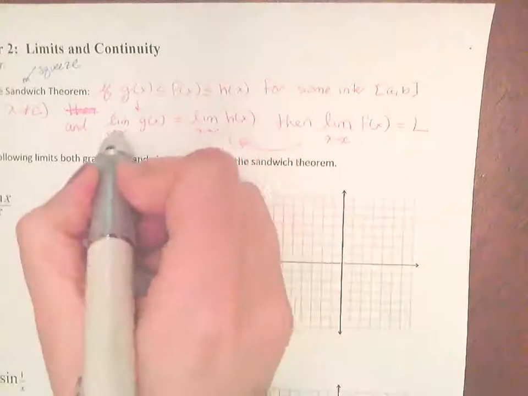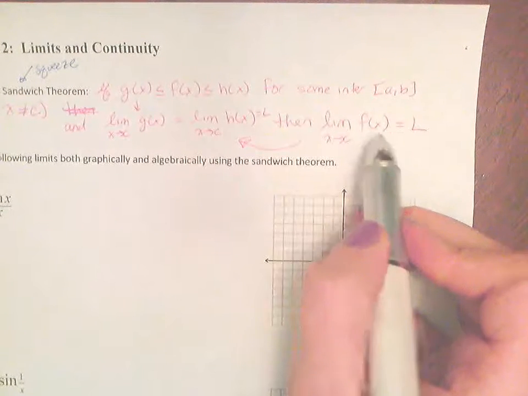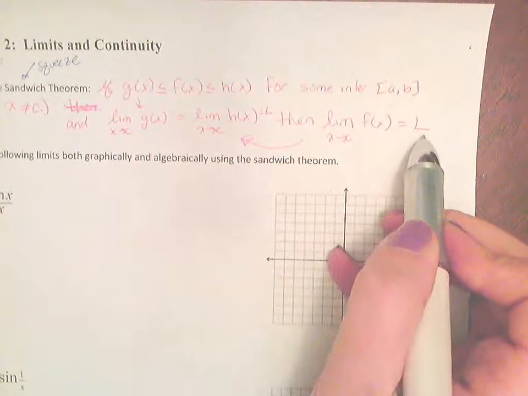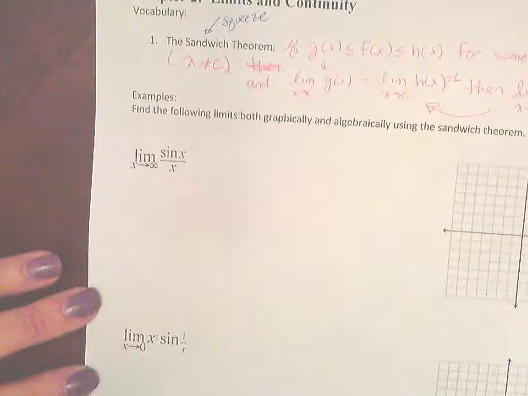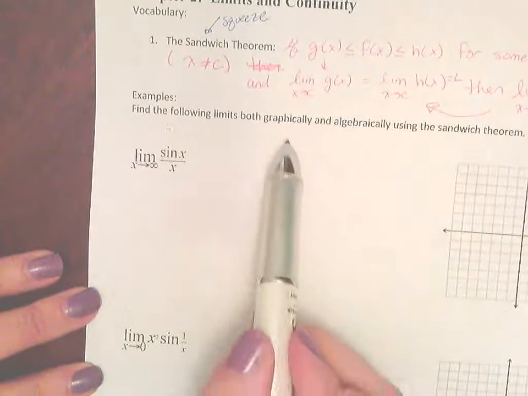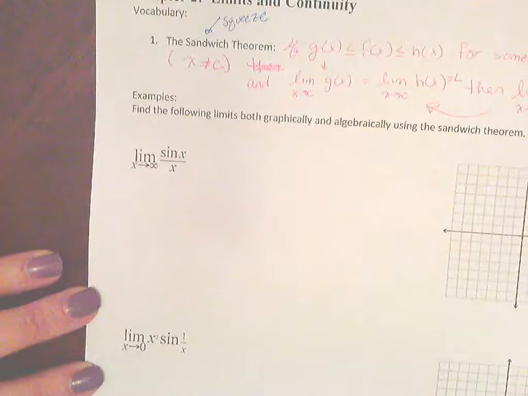Okay? So if these two equal the same thing, let's call it L, then I can conclude that the main function that I'm dealing with is also equal to that same exact limit. So here's what we mean. I'm going to first do this algebraically, and then I'm going to show you on the graph why it works out.